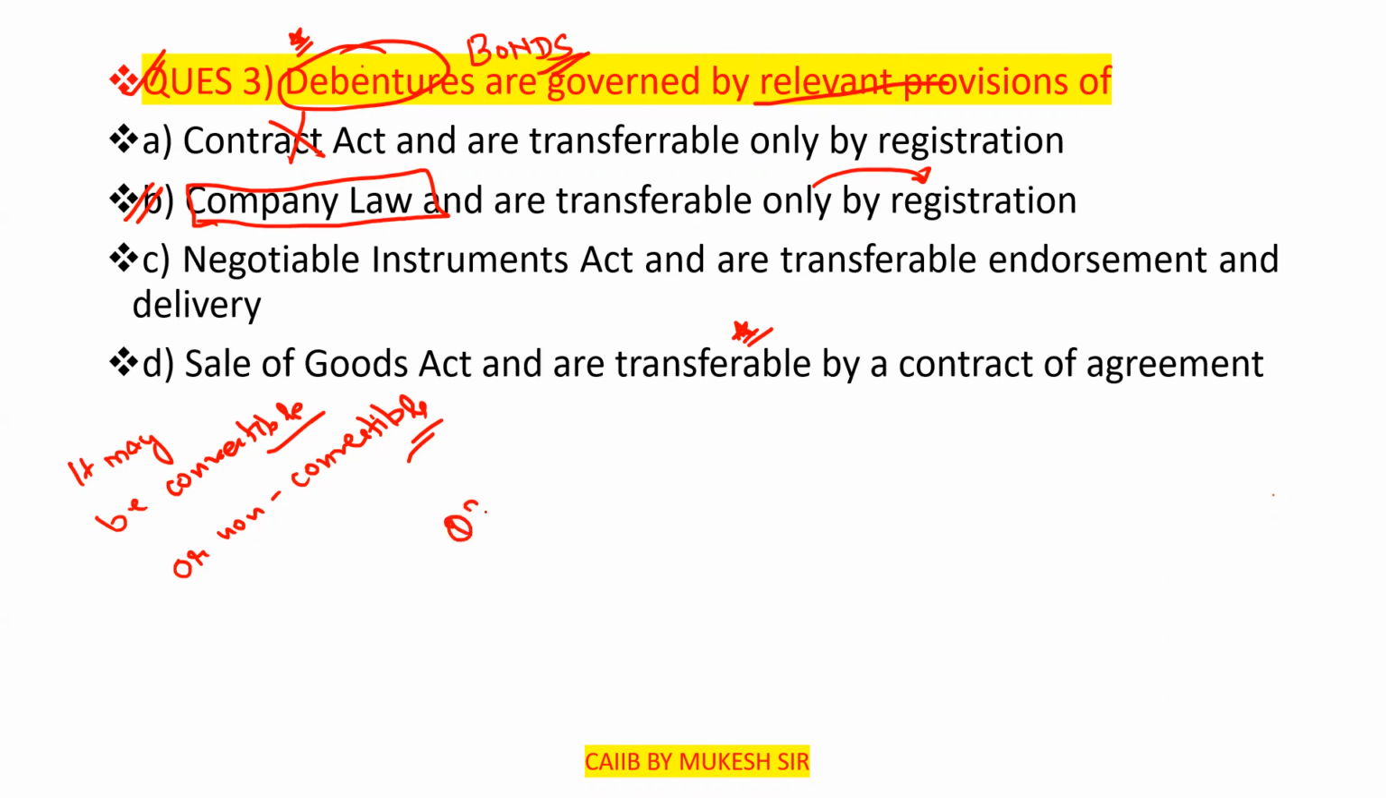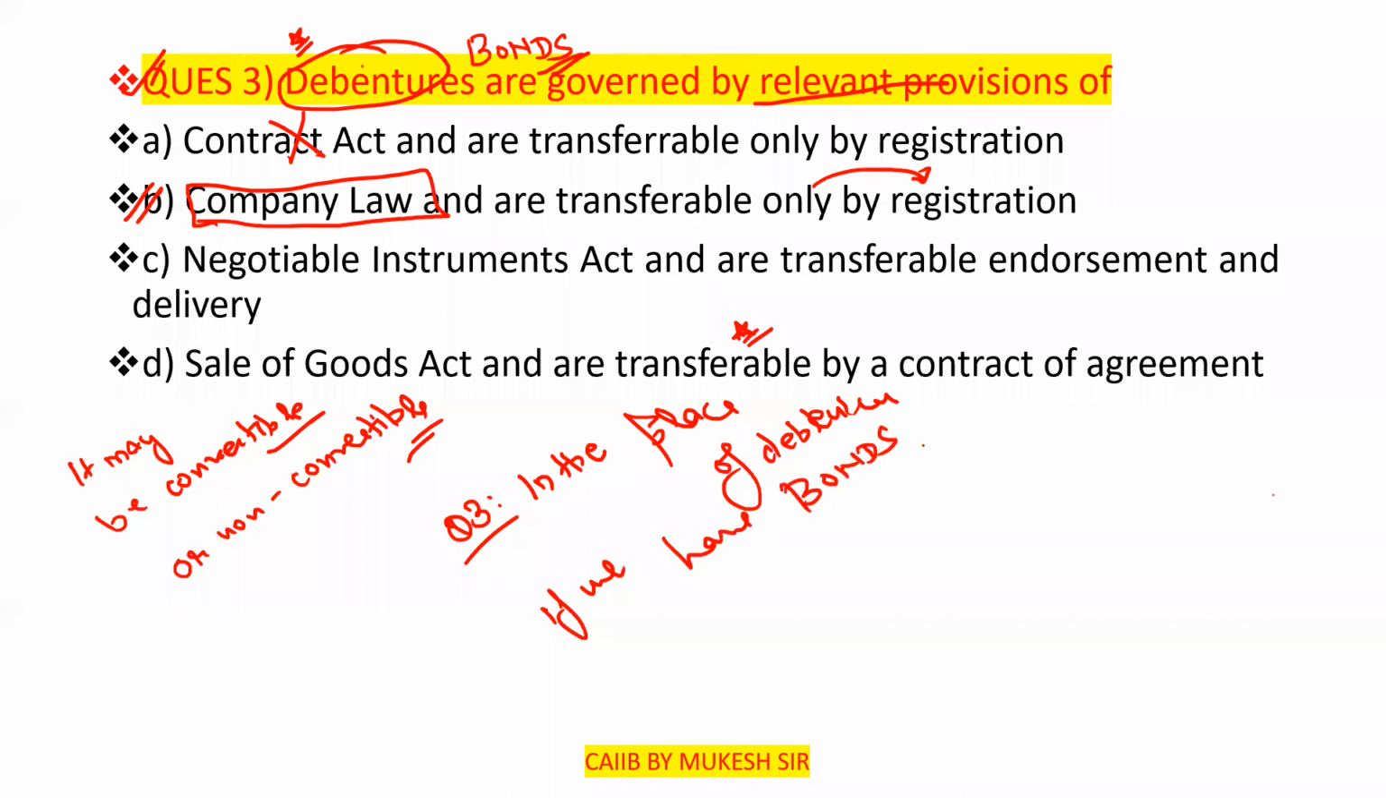In question 3, in place of debentures, if we have bonds, that is, bonds are governed by the relevant provisions of... what will be the answer in that case? Option B will not be the answer. So what is the other option in that case? Please tell fast. Option A.